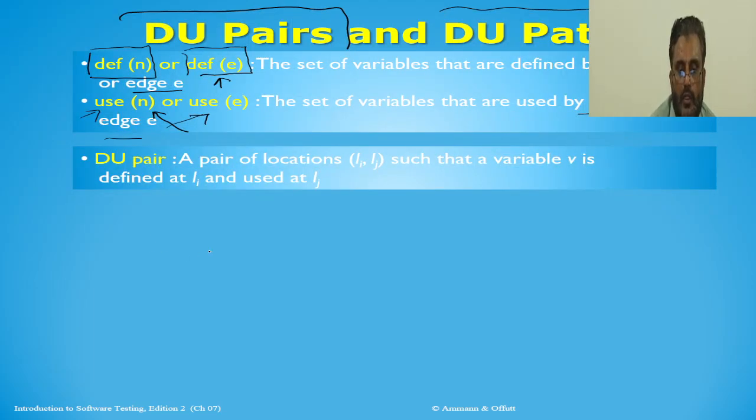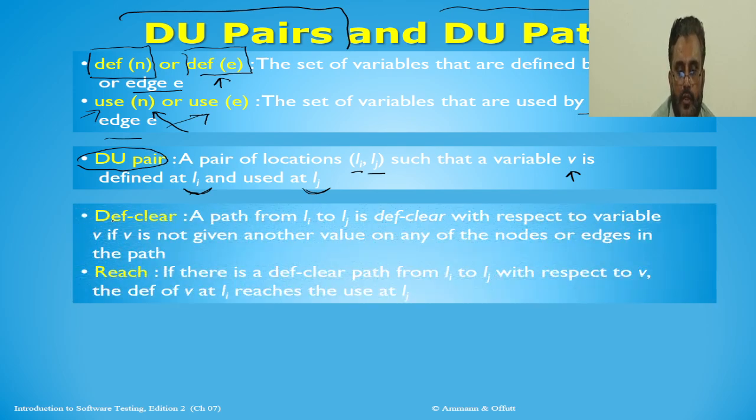Another important definition is of a du-pair. A pair of locations li and lj such that a variable v is defined at the first location li and it is used at location lj. So this definition is in the context of a variable. Let's call that variable v, and if it is defined at some location li and it is being used at a location lj, then we call this pair of locations a du-pair.